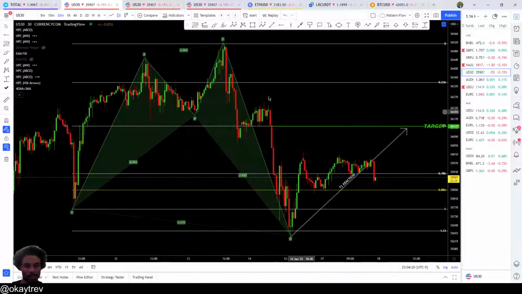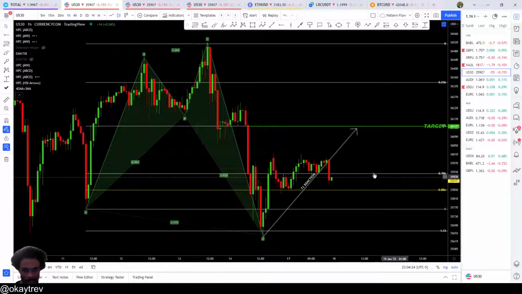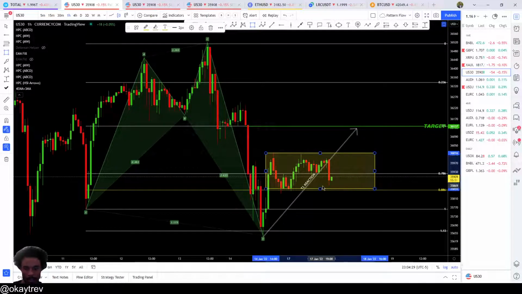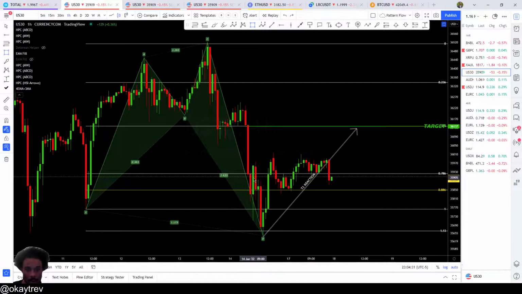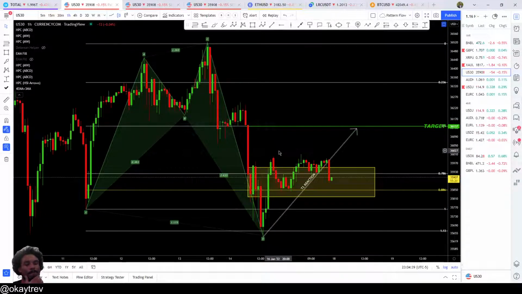For instance, like US 30, one of those things that's slowly loading up right now. It hasn't hit its target. It's accumulating. But the good thing is it's accumulating here, slightly above our terminal bar. Actually, it's in our terminal bar still. So that's great. But notice how big the terminal bar is.